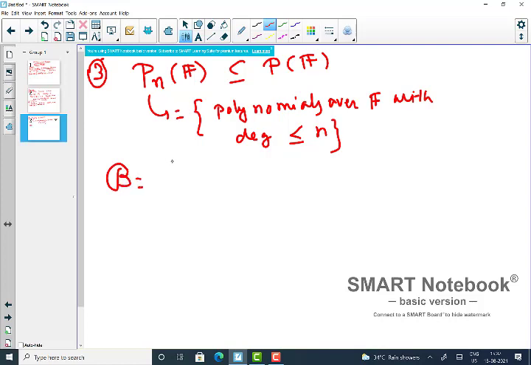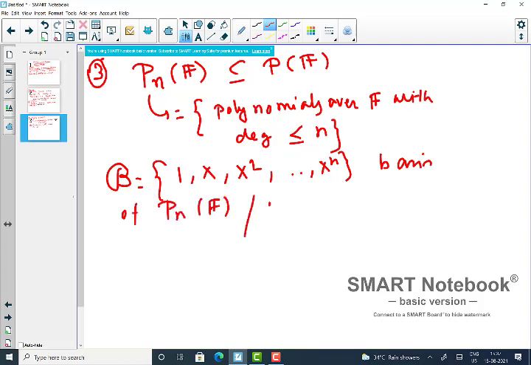One basis of this over F is nothing but 1, x, x squared, up to x to the power n. This forms a basis of P_n(F) over the field F. Okay, you can easily check this. I said one basis; this is generally called the standard ordered basis. There may be different bases also.